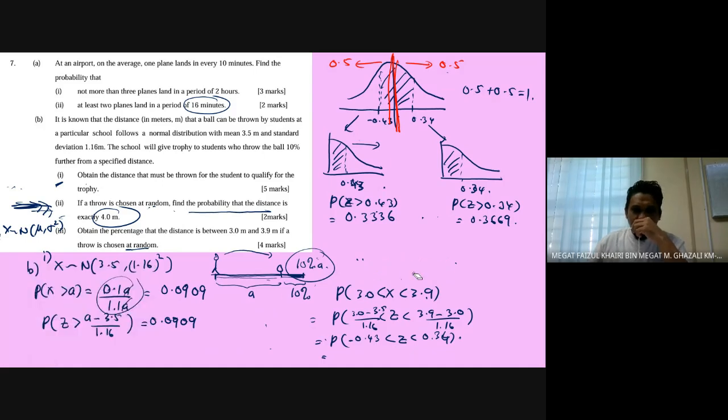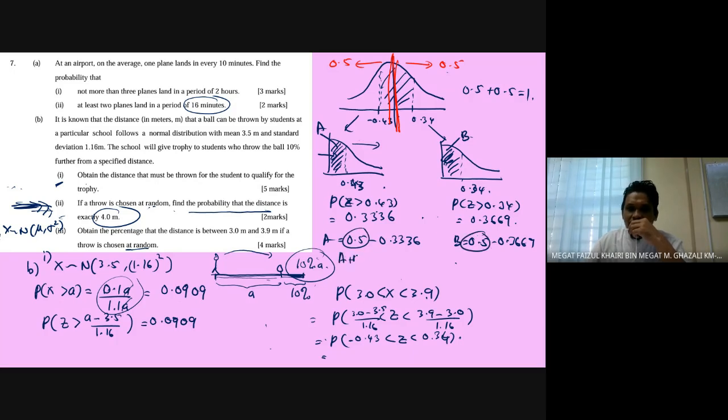I'm going to write down the last final part for this. This part here, I want this. So this part here is 0.5 minus 0.3336. And this part here, let's say this is A and this is B, is 0.5 minus 0.3669. So 0.5 plus 0.5 equal to 1.